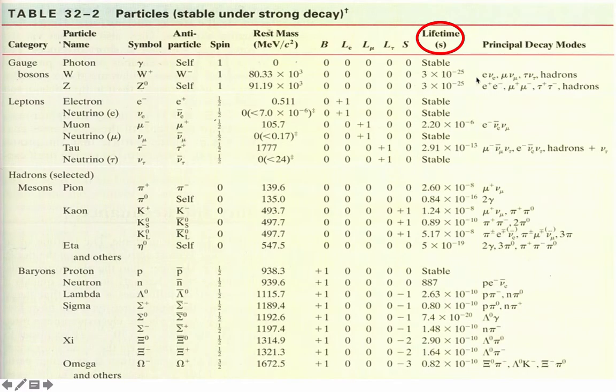If you take a look at the list of particles here, electrons are stable, right? Protons are stable. Bound neutrons, by the way, are stable, but all the rest of these have exceedingly short lifespans. And so if we want to study these particles, we have to create them in a particle accelerator.